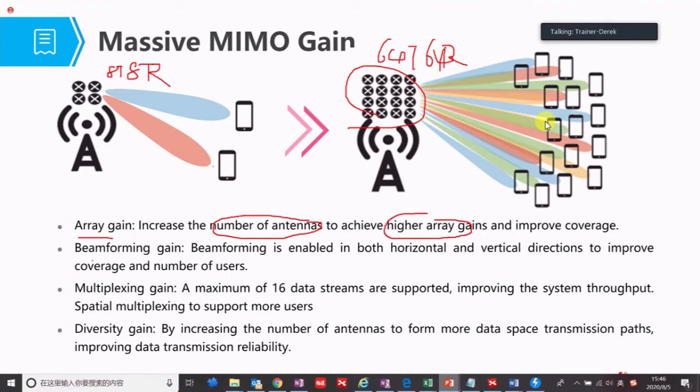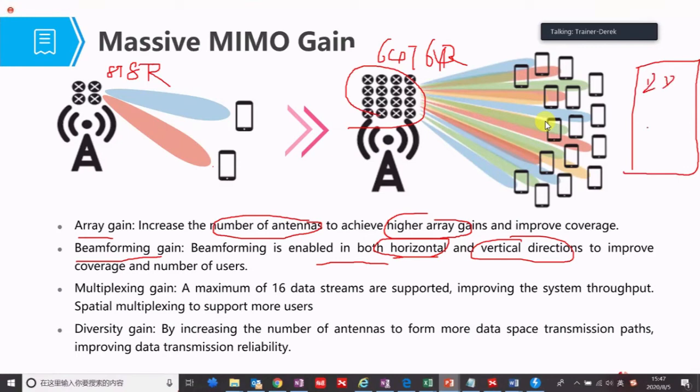And the pooling gain means it can enable the horizontal and vertical direction to improve the coverage and the number of users. In our 5G, massive MIMO supports both horizontal and vertical directions, like in this building. Our 4G can just support the horizontal, like this one, horizontal.